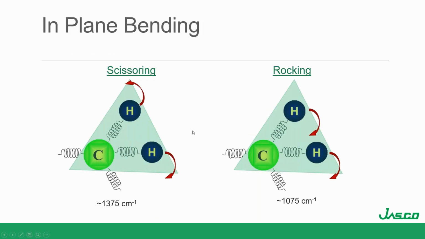Next is scissoring, in which this triangle is actually the plane of the molecule of the carbon atom. So in scissoring, they stay in the plane, but the two hydrogen atoms move away from each other and then towards each other. For rocking, they actually move at the same time in the same direction together in plane. And again, they have two different energy levels, with the scissoring being a higher energy than the rocking.